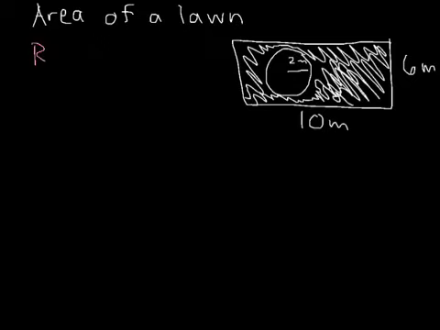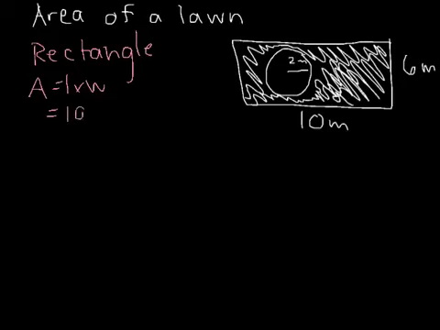So we know how to find the area of a rectangle. The area is simply equal to the length times the width. So using our numbers, the length is 10 meters, the width is 6 meters, so that gives us an area, when we multiply, of 60 square meters. Now let's deal with the circle.